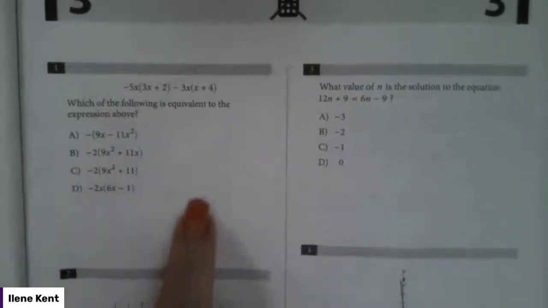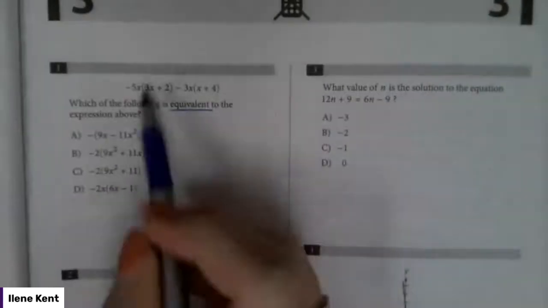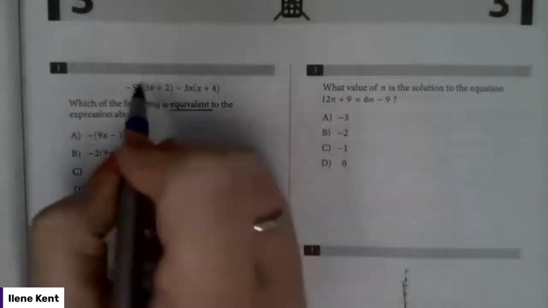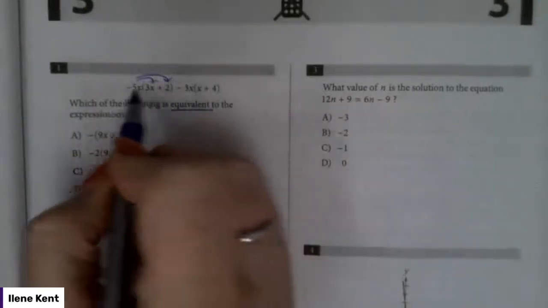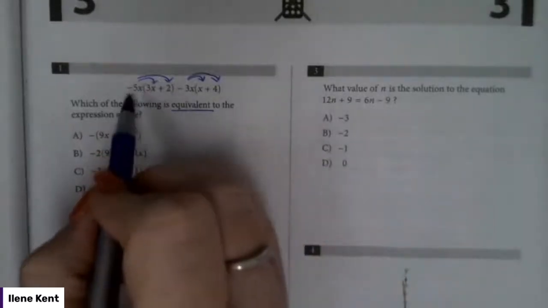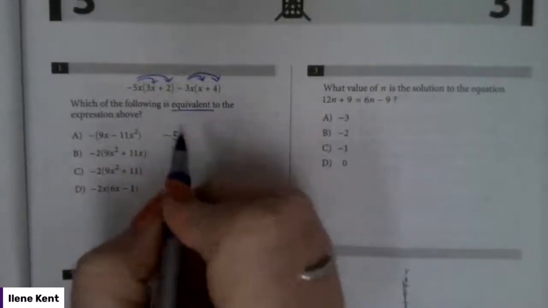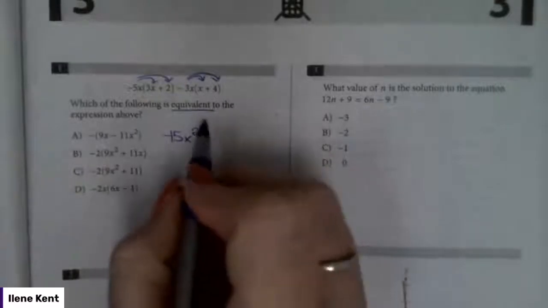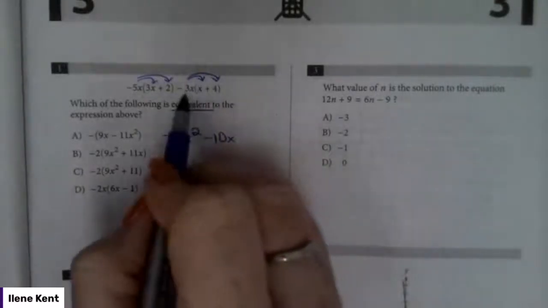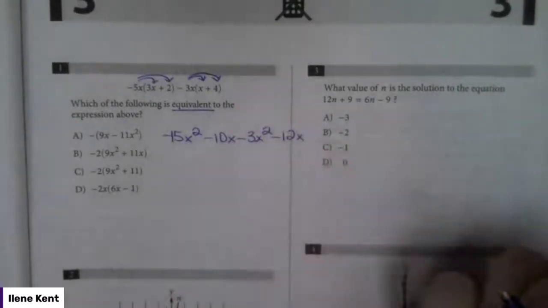Number one. This question is asking which of the following is equivalent to the expression above. Equivalent meaning equal to. So we want one of these to be equal to this. Our first step would be to distribute these numbers in the front to these numbers behind in our parentheses. So starting up front, I would have negative 5x times 3x, giving me negative 15x squared minus 10x, and then negative 3x squared minus 12x.